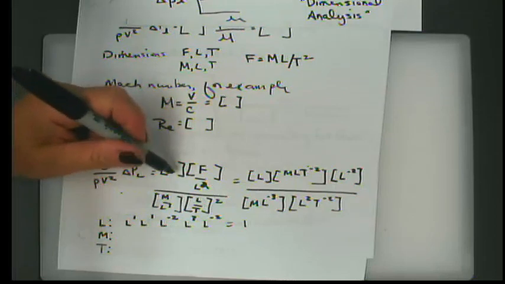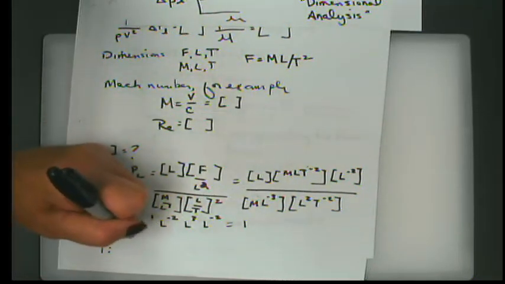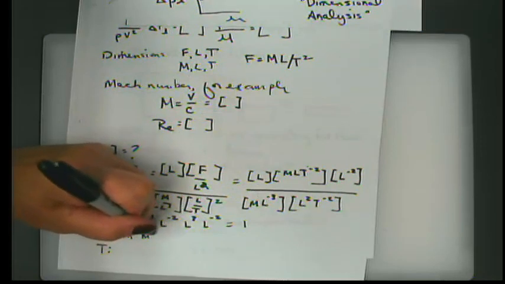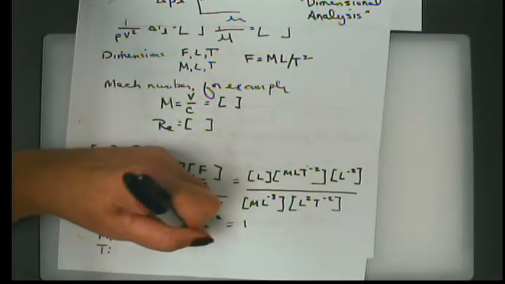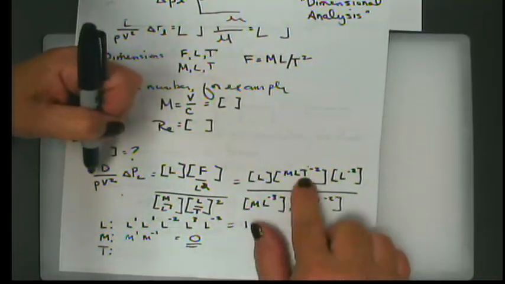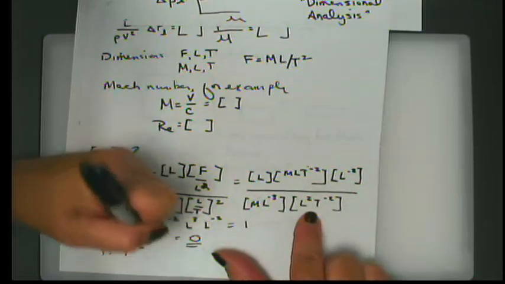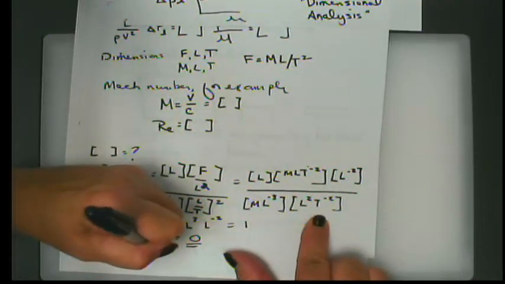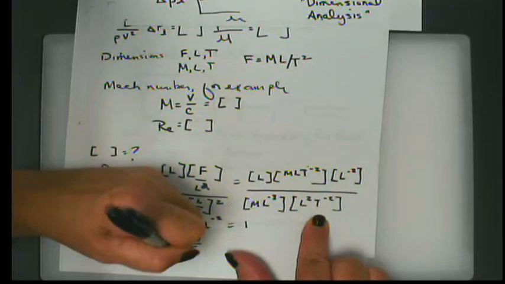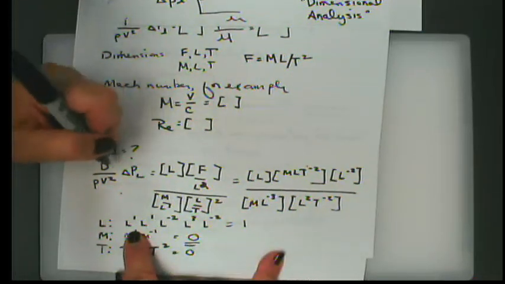Let's look at my mass units. I have a mass in the top and a mass in the bottom. So I could say mass to the 1, mass to the minus 1 equals 0, which is the desired result. And then let's look at time. I have time to the negative 2 in the denominator, which is time to the 2 in the top, and that's 0 as well. Now let's go back and look at what I have going on with length.